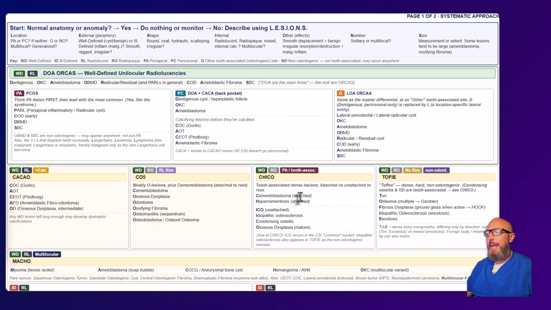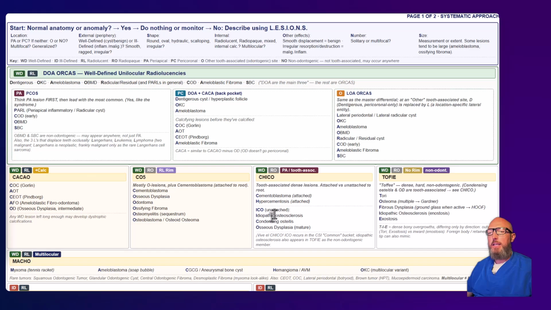First of all, is it attached to the root? These are the only 2 things, Cementoblastoma and Hypercementosis, that really appear attached like they come from the root of the tooth versus unattached. So all these things, you can think of ECO from the CHICO acronym, Idiopathic osteosclerosis, condensing osteitis, which we've already talked about, and Osseous Dysplasia. Those should not appear like they're co-joined with the tooth.